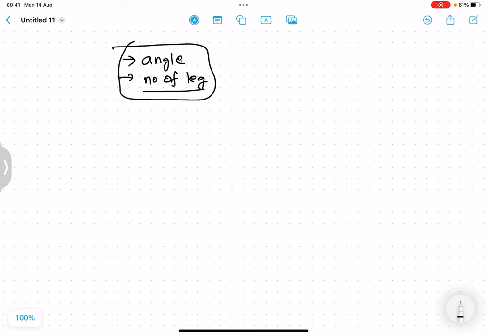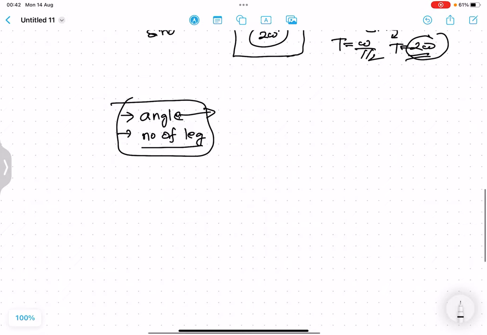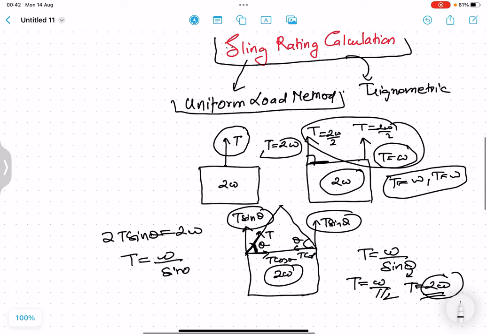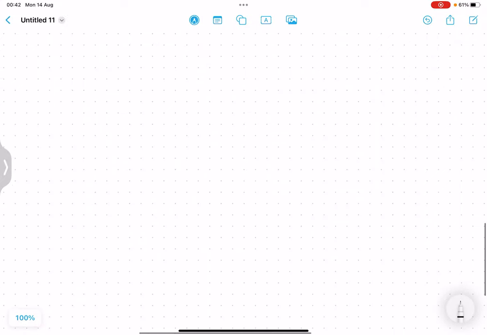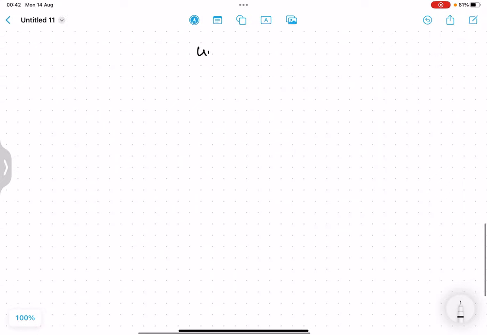Now this angle is not just a simple angle, I will try to explain. It is called the included angle. In the method that we are studying, called the uniform load method, some predefined values are given, and we have to apply those values. So the uniform load method uses two things basically.